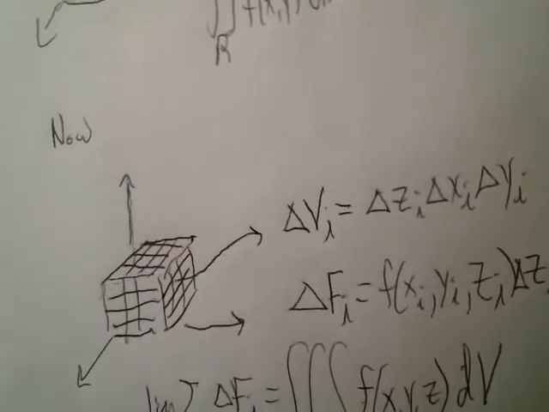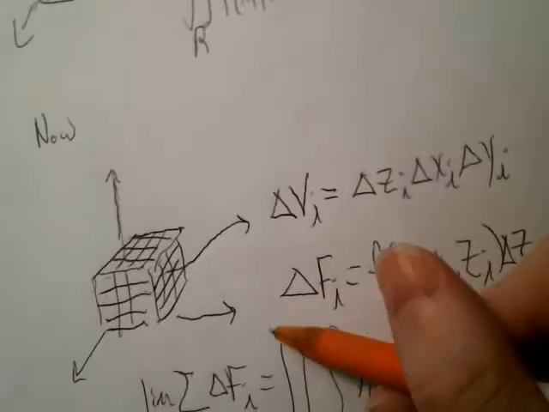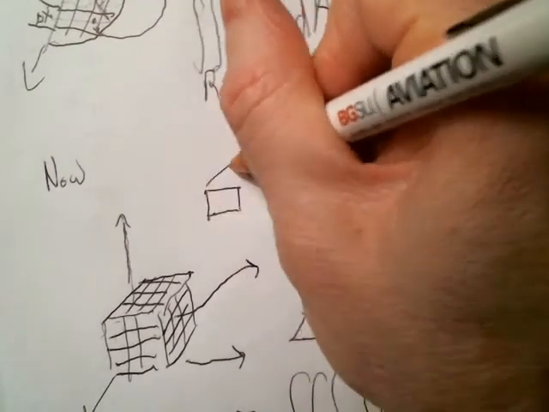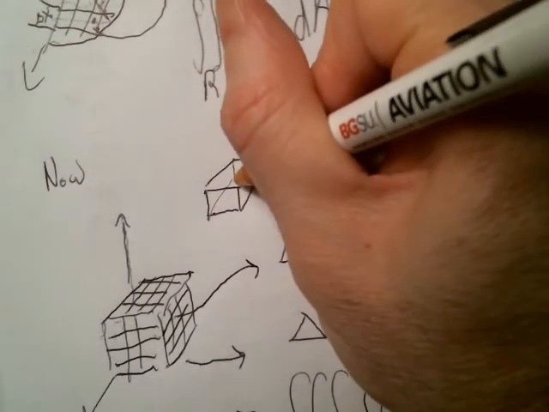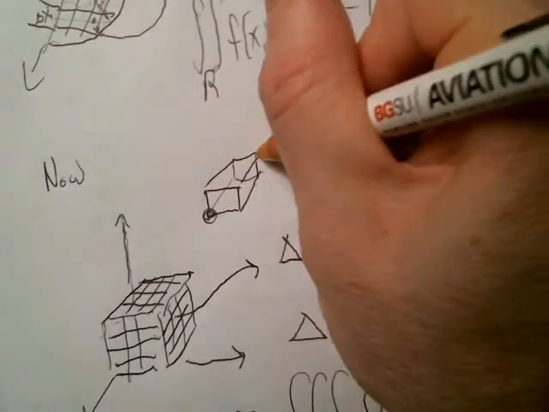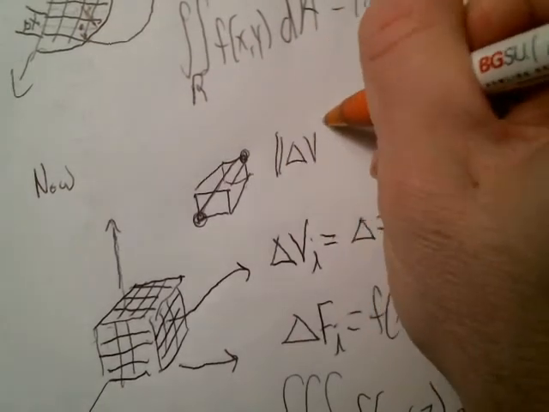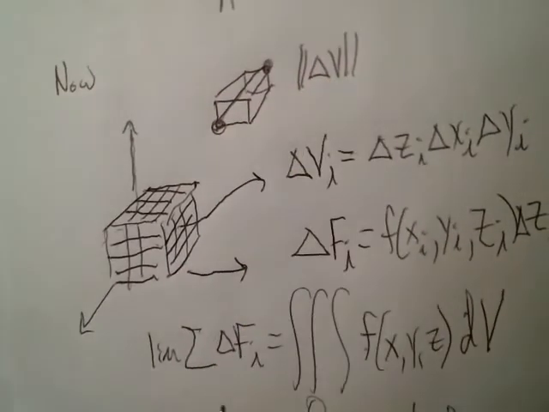When you're working with the limits in this section, there is again this idea of a norm. Back in area, the norm was the length of the longest diagonal, and here the norm will be the length of the longest diagonal of the cube. Let's see if I can draw it. So here's my floating cube. It's the distance from maybe this point to this point here, and that would be your norm for your delta V's. Then to go to the limit, you let the norm go to 0. So there's all that business, hopefully taken care of.